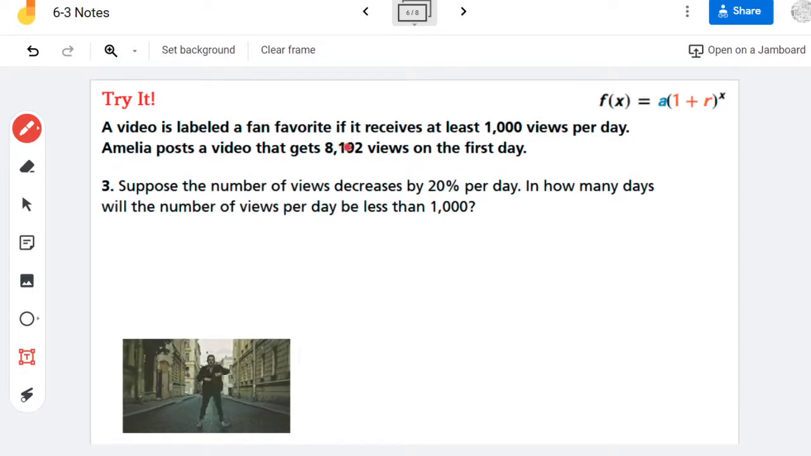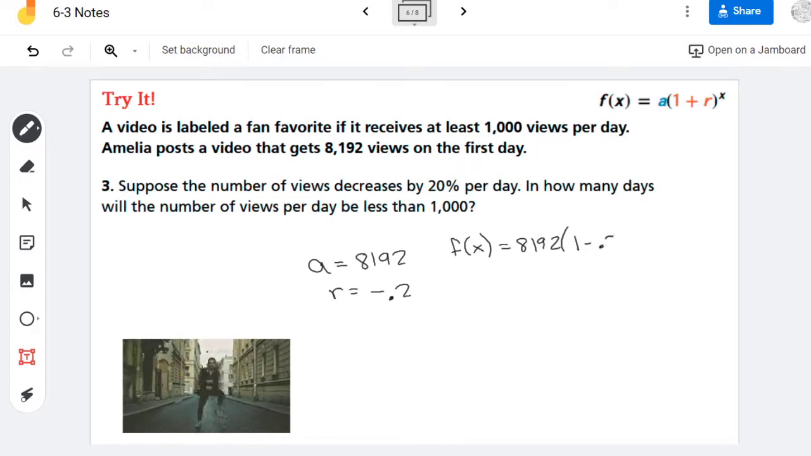Now they have this situation again, but what if the number of views is decreasing by 20% per day instead of 25%? My A is still the 8,192, but now my rate is negative 0.2. So if I go to create my equation, I put my 8192 outside the parentheses, 1 minus 0.2 inside the parentheses, raised to the x. Now I'm just cleaning this up a little bit.